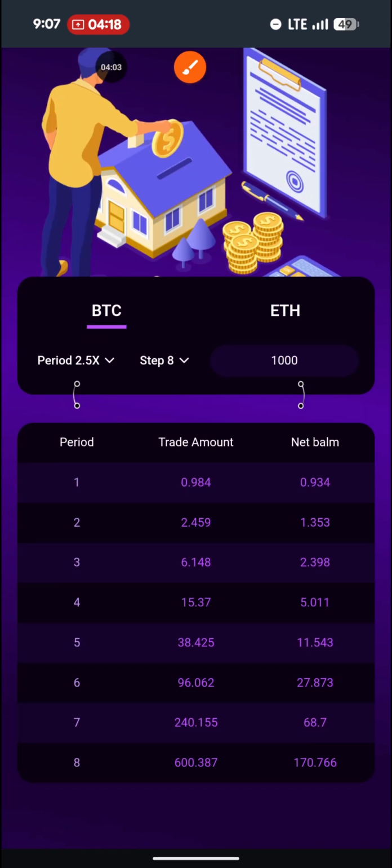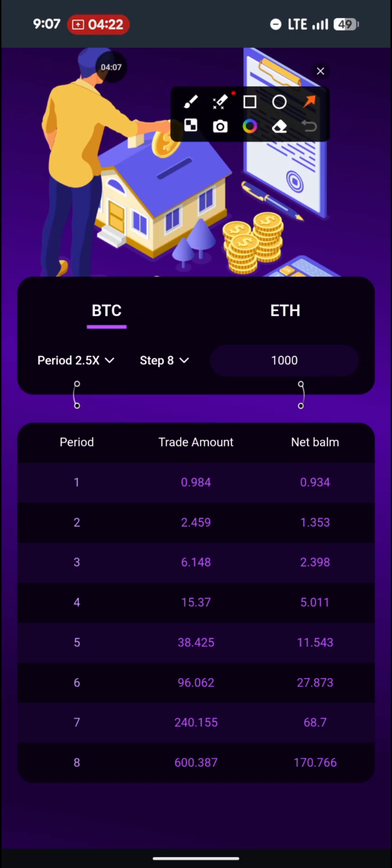Now how this calculator works is that you can see we have BTC and we have Ethereum. These are pairs which you can trade on the platform. You understand? Now they have what we call period, and the period is just like the leverage. Then we have the step. Now this is step 8.